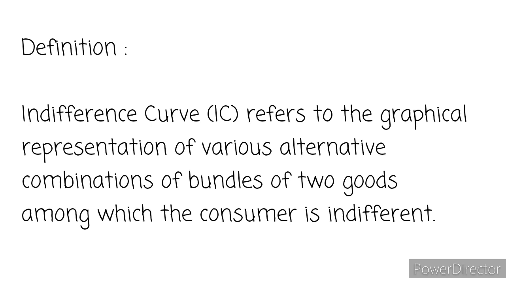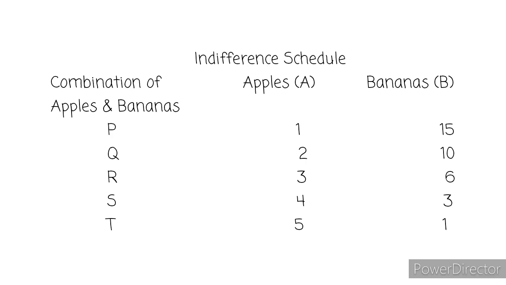So what the definition basically says is that an indifference curve is a locus of points that shows such combinations of two commodities which give the consumer the same level of satisfaction. Let us understand this by a schedule. So let us take combinations of apples and bananas. Let the combinations be P, Q, R, S and T. All these combinations provide the consumer the same level of satisfaction.